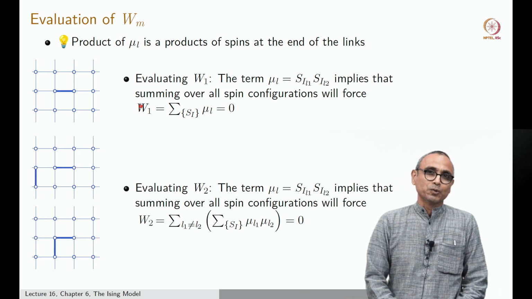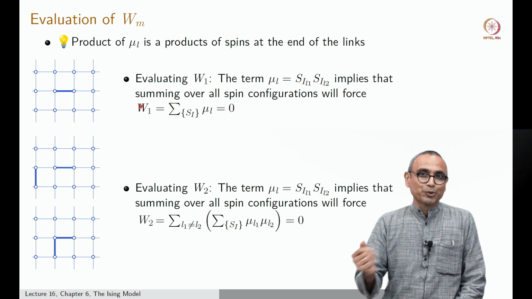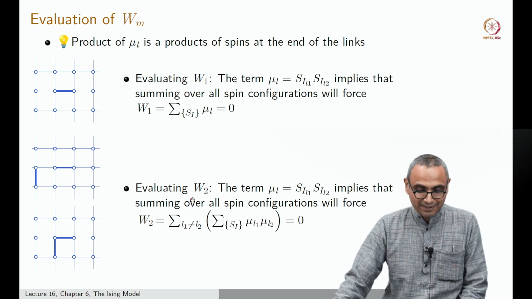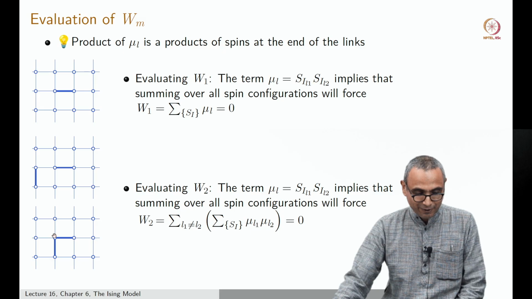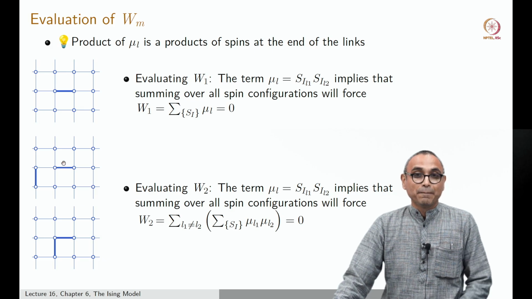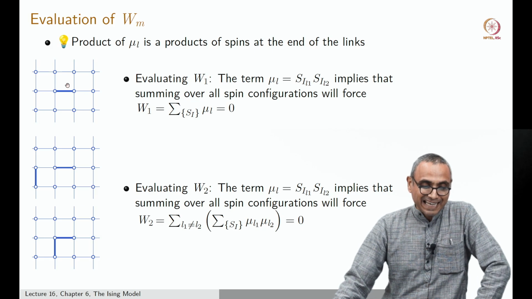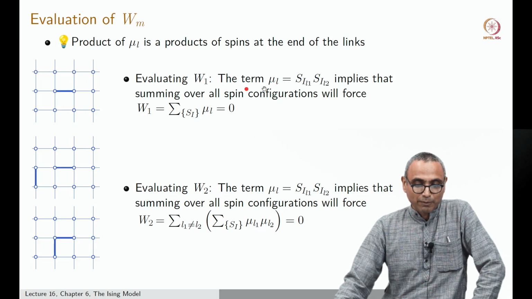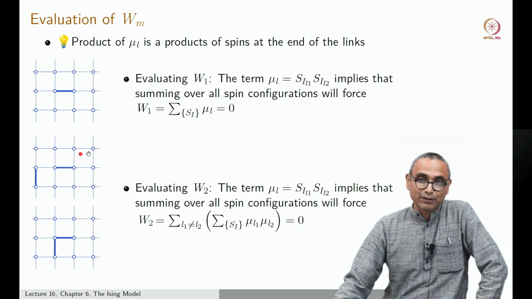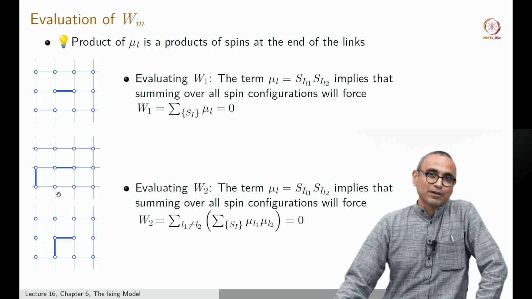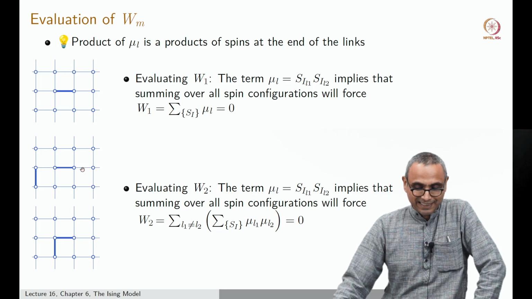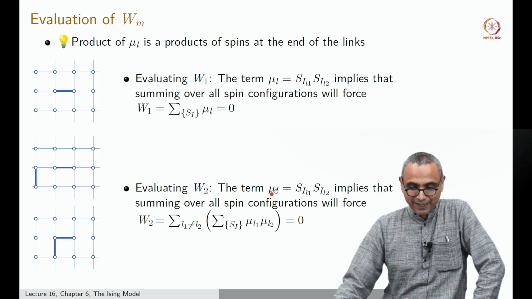Okay, what about W2? So W2 will have 2 types of links. There are links which will show up separately. The links are such that they don't share any site. Because they don't share any site, exactly the same reasons that we gave for why W1 equal to 0 will apply to these kind of terms. Any such term, if you take any such link and find mu-L1 and mu-L2 and sum over all possible spin configurations, you will get 0.